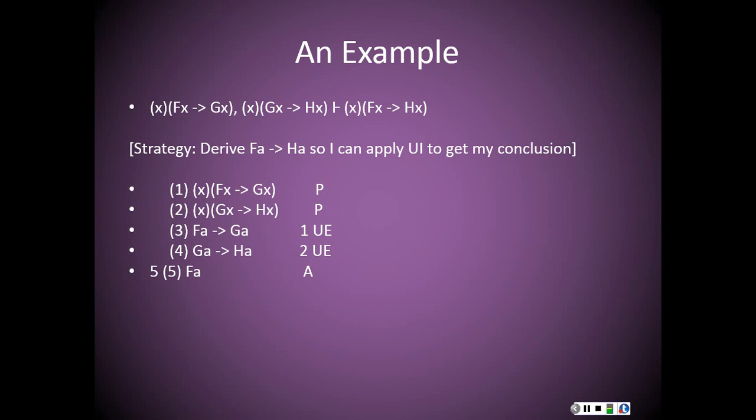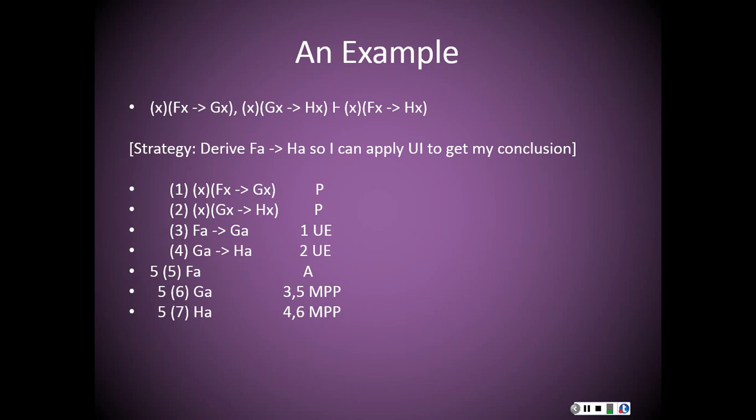Well, I note now that I have FA on line 5, one thing I can do that might advance me closer to my goal of proving HA is I can go ahead and apply modus ponens to lines 3 and 5 in order to get GA on line 6. So I've done that. And yes, now that I have GA on line 6, I can apply modus ponens to lines 4 and 6 to get HA. Now I've achieved one of my subsidiary goals, which was to get HA.